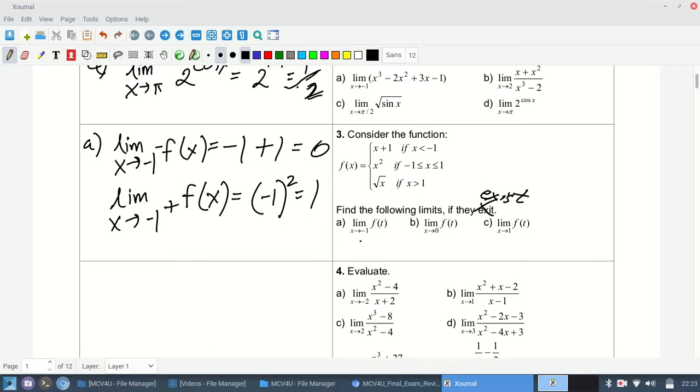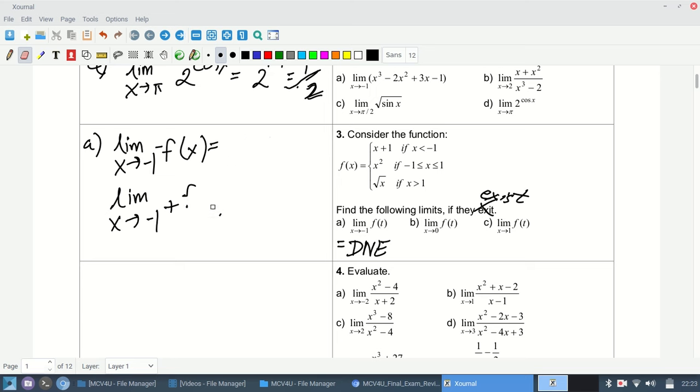So this one, D and E, okay? Now I've got to figure out this one. So I'm going to erase this. Once you get the hang of these kind of functions, it's just a breeze. It's just a breeze.